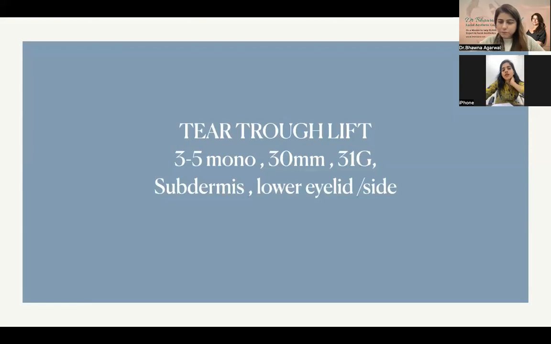How many should be at a time? You can put 15 each side mono threads. Or 10. 10 is also fine. See, everything depends on the severity of scars, the age of the patient, the associated sagging. There are so many parameters that you need to look at before planning any thread lift procedure.